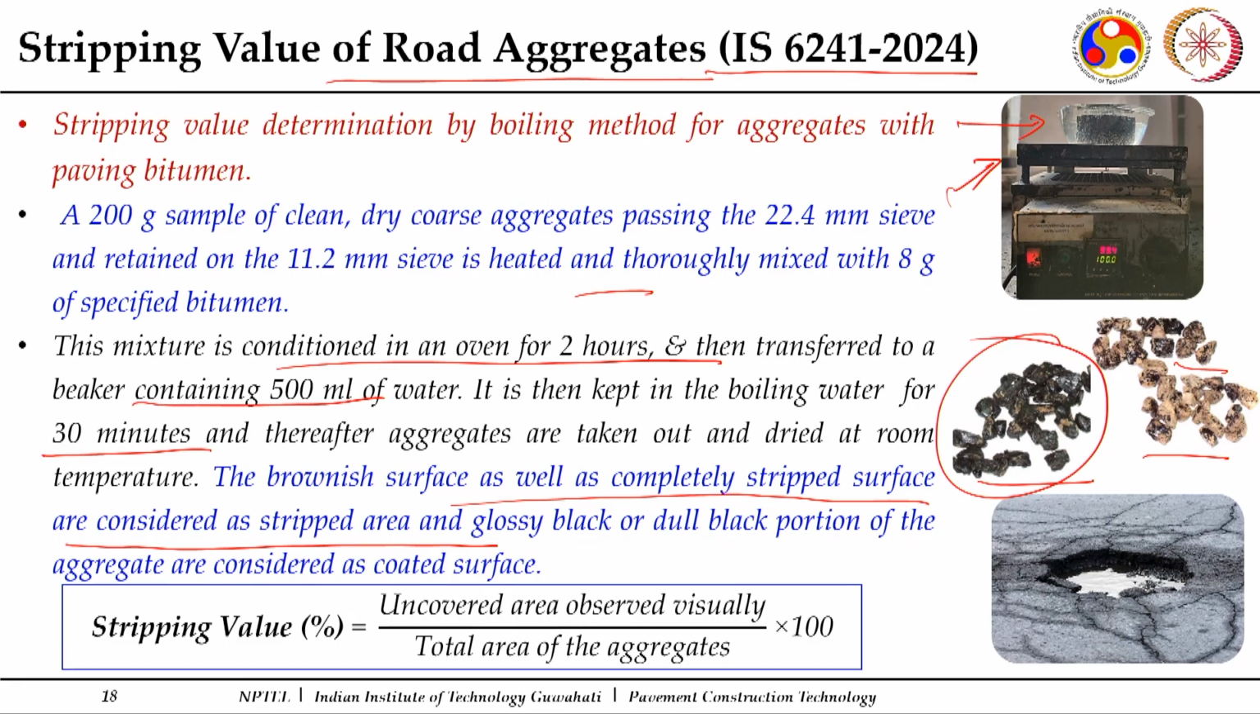So the stripping value is the uncovered area observed. This is a visual examination, relative to the total area. Normally it is expected that the coating should be at least more than 95% available. So this is done through visual observation to get an idea of how good the coating is.